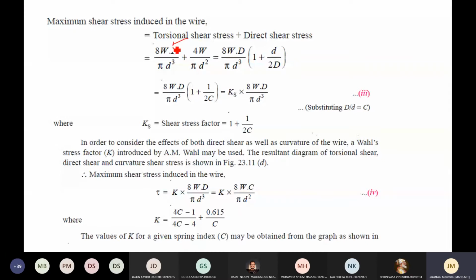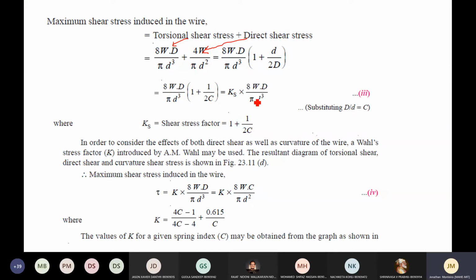So this is this component, this is this component. When you put it together, you put a common denominator pi d cube outside. In order to adjust that, you will get 1 plus d by 2D. What is d by D in the reverse way? It is nothing but C, or spring index. So you can write this as 8WD by pi d cube into 1 plus 1 by 2C.